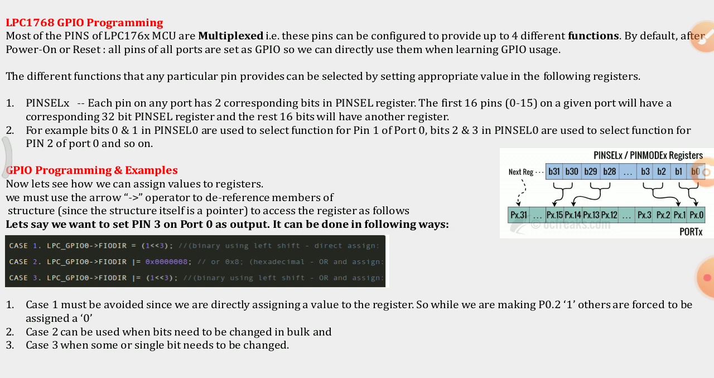GPIO programming and examples. Now let us see how we can assign values to registers. First, we must use the arrow operator, hyphen with the right arrow, to dereference members of structures to access the register as follows.